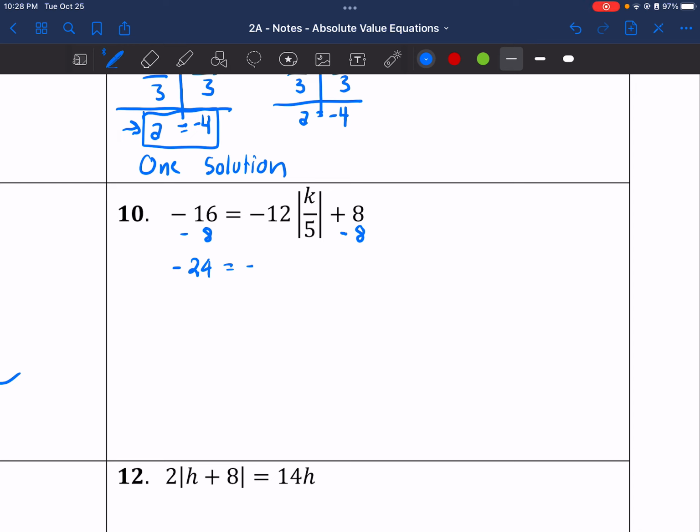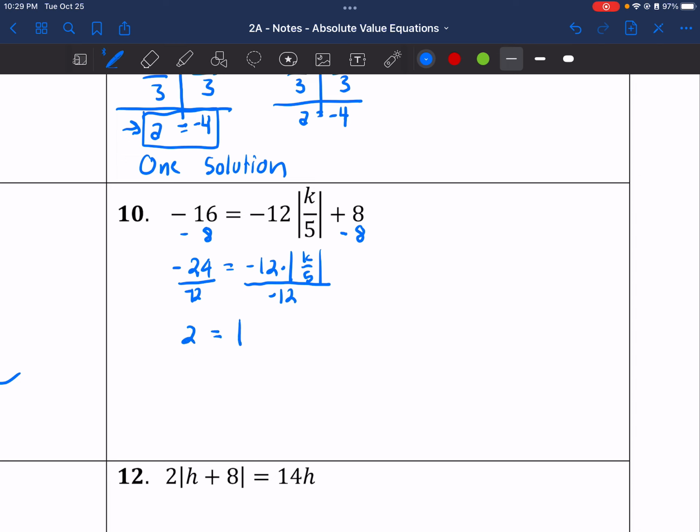Since we didn't do anything to the other side, I'm going to bring everything down. Now we want to get rid of this negative 12 that is being multiplied by our absolute value expression, k over 5, or k divided by 5. So to get rid of a negative 12 multiplied, we're going to divide both sides by negative 12. Well, negative over negative is a positive, and 24 over 12 is just 2.